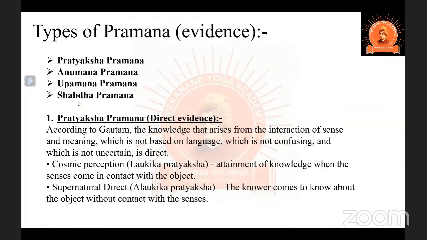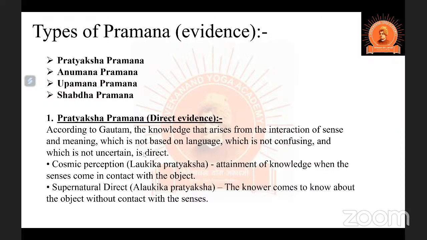One is direct evidence, that is Pratyaksha Pramana. The second is inference, that is Anumana Pramana. The third is Upamana Pramana, comparison, and Shabda, through words, through scriptural words, through actual word related evidences. So what exactly does Pratyaksha Pramana, direct evidence, mean? It is the knowledge arising through your sense organs, through your senses.